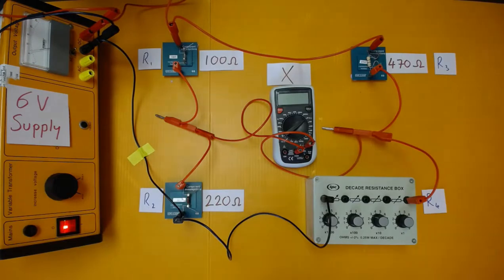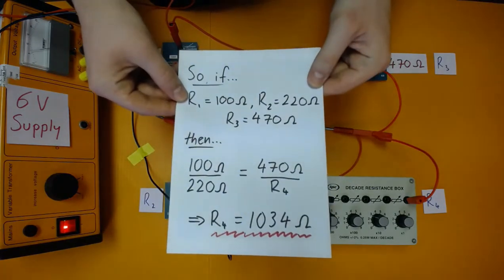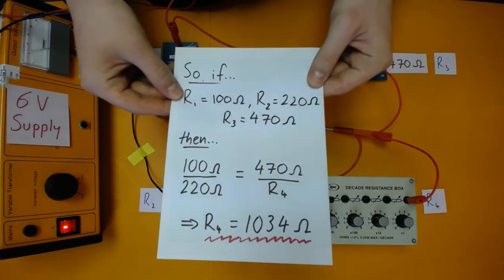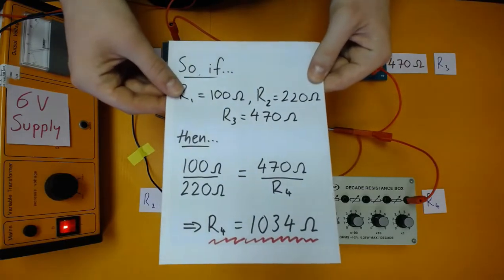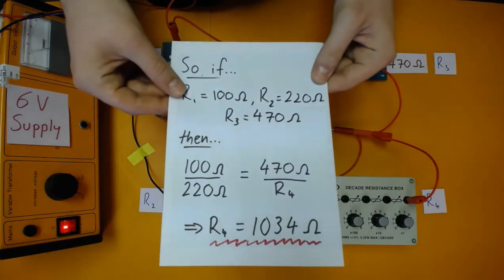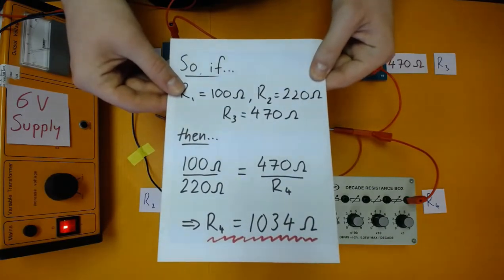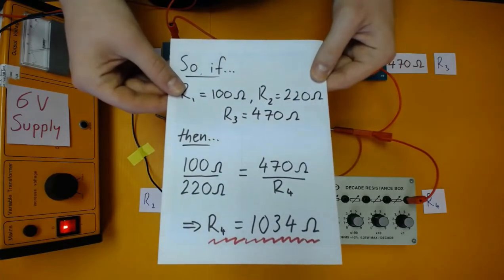First, we are going to calculate a value for the variable resistor R4 in order for it to be a balanced Wheatstone Bridge. So, if R1 equals 100 ohms, R2 equals 220 ohms, and R3 equals 470 ohms, then using our Wheatstone Bridge equation, we can say that 100 ohms over 220 ohms equals 470 ohms over R4, and expanding that, our value for R4 is 1034 ohms.